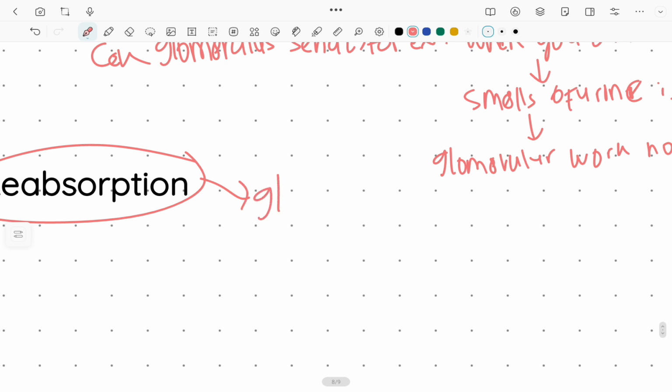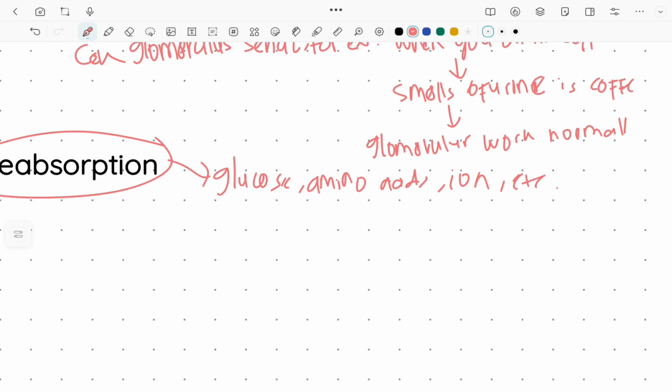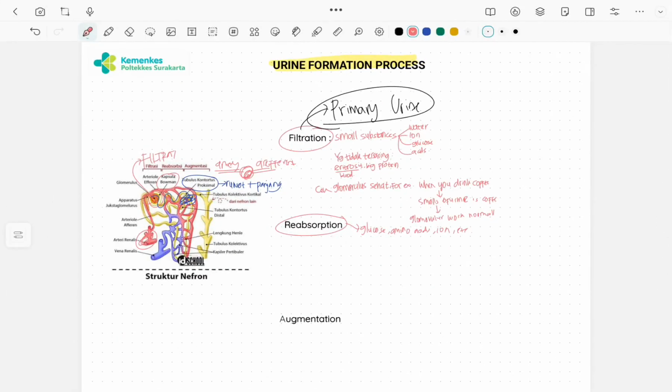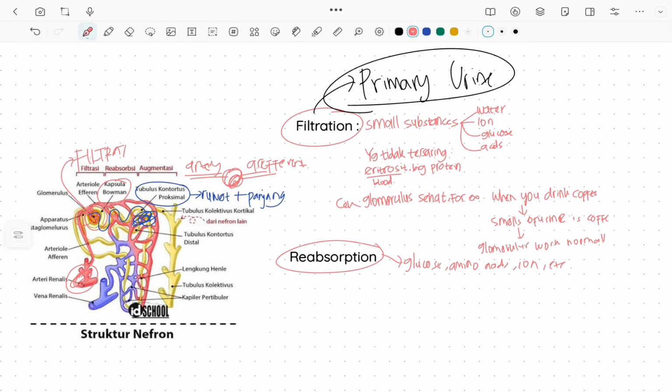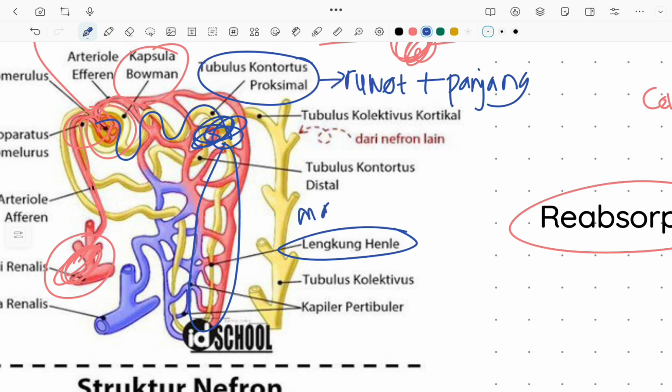Substances such as glucose, amino acids, potassium ions, and other necessary substances are transported into the cells and then into the blood capillaries in the kidney. In this process, only a small amount of urea is absorbed. In addition to the proximal tubule, absorption also occurs in the loop of Henle.